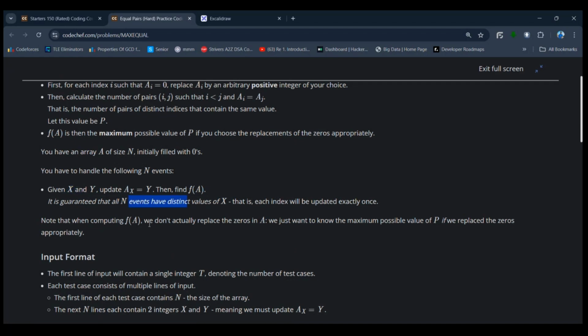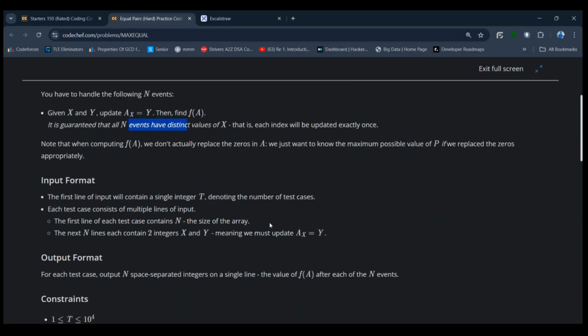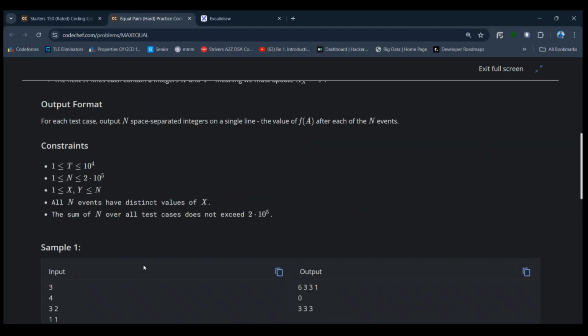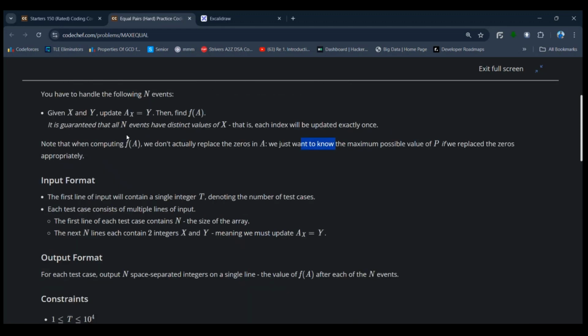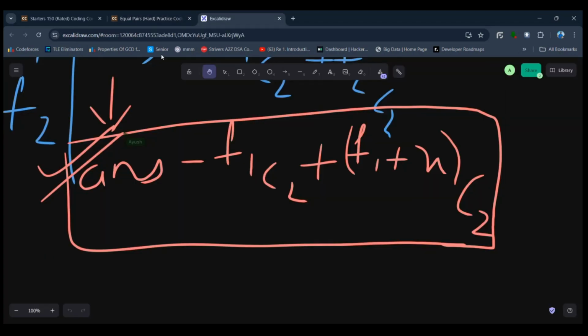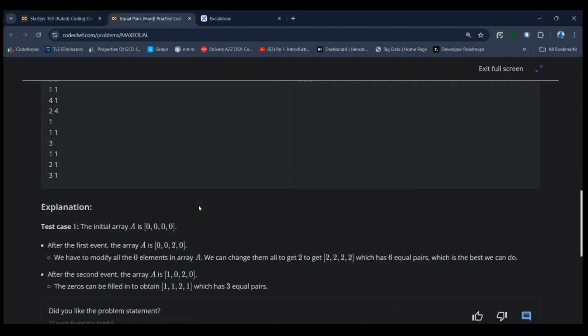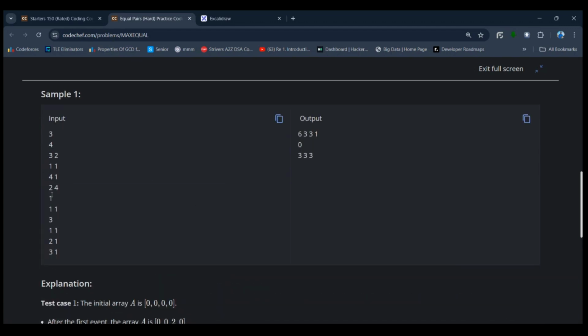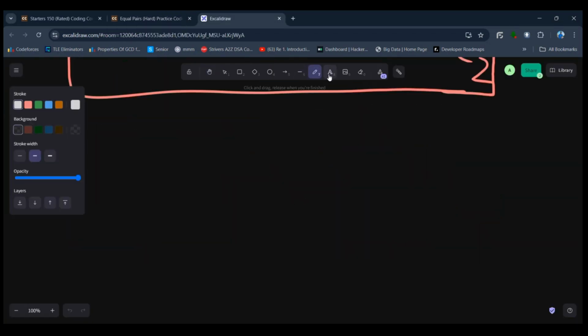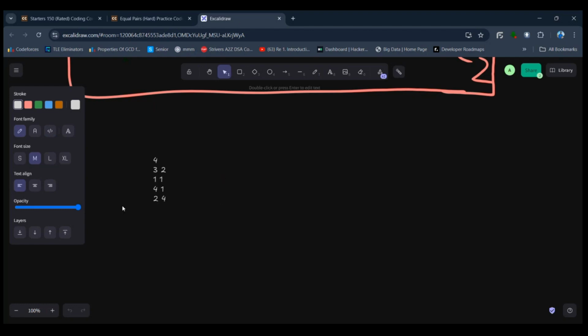And it says that we don't actually replace them by zeros. Then for every query, you simply have to calculate f of a. Let's take an example for this. Let's take this one.